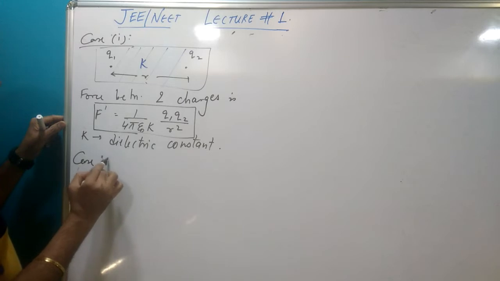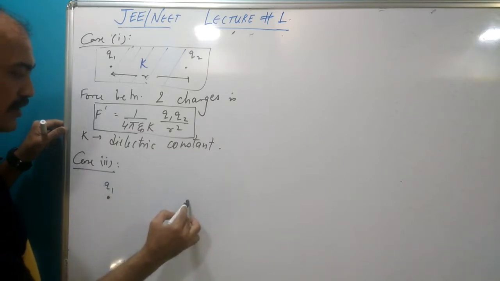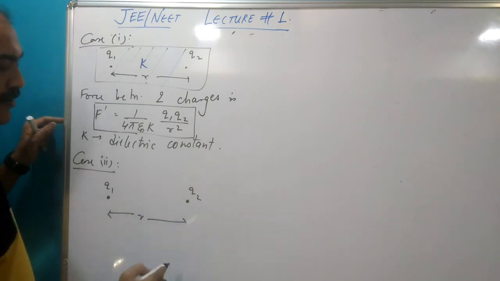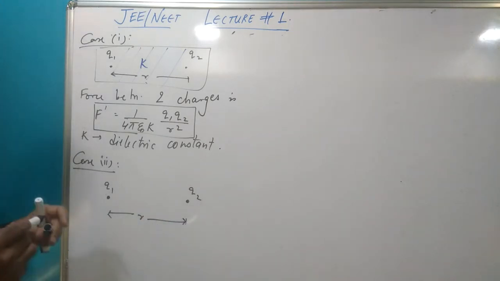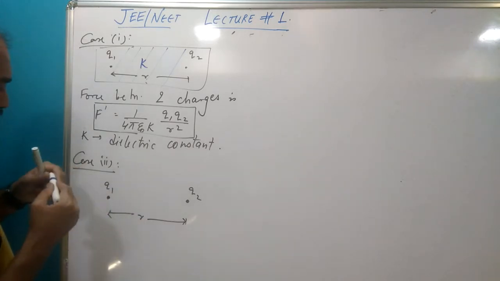Case 2. What if, let us say I got two charges, Q1 and Q2, distances are, but there is not one medium, but there are two media. Now how does that happen? Look here please.